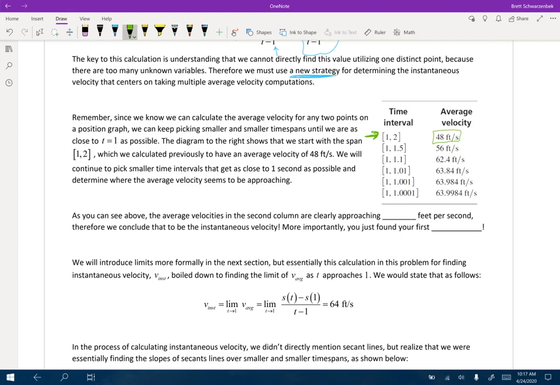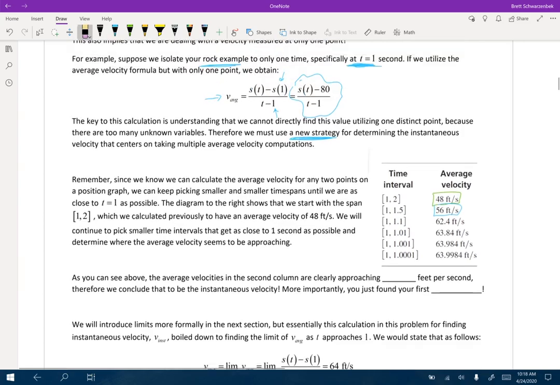So the strategy that we're going to use in order to compute the instantaneous velocity is to take smaller and smaller intervals and calculate their average velocity. Now, we're not going to do it manually because it takes up too much time, but let's just look at the logic. So we already did our first value here. Now look at this one. I was between 1 and 2 seconds, and I'm now between 1 and 1.5 seconds. So I have shrunk my interval by 1/2 second. And according to that, if I go from 1 to 1.5, I am going to get an average velocity of 56 feet per second.